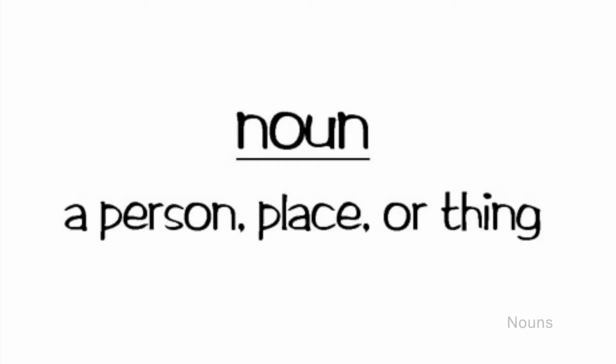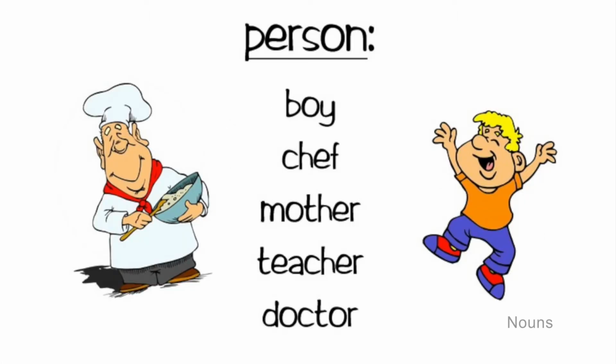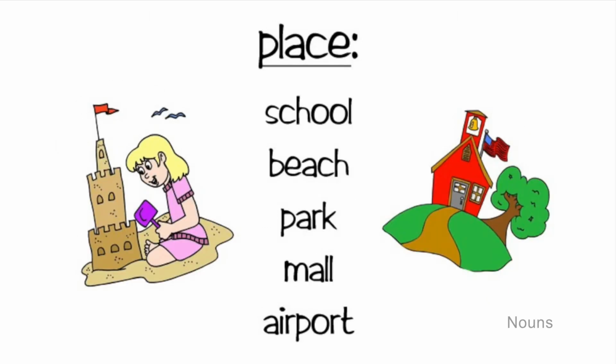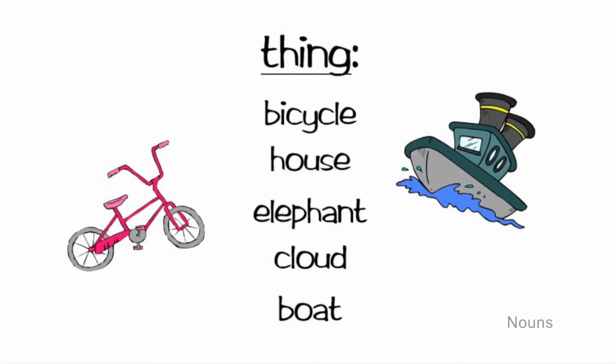Let's go ahead and move on to our next topic, which is nouns. A noun is a part of speech, and it can be defined as a person, place, or thing. As an example of a noun that is a person, we could have boy, chef, mother, teacher, or doctor. As an example of a noun that's a place, we could have school, beach, park, mall, or airport. And lastly, as an example of a thing that's a noun, we could have bicycle, house, elephant, cloud, or boat.